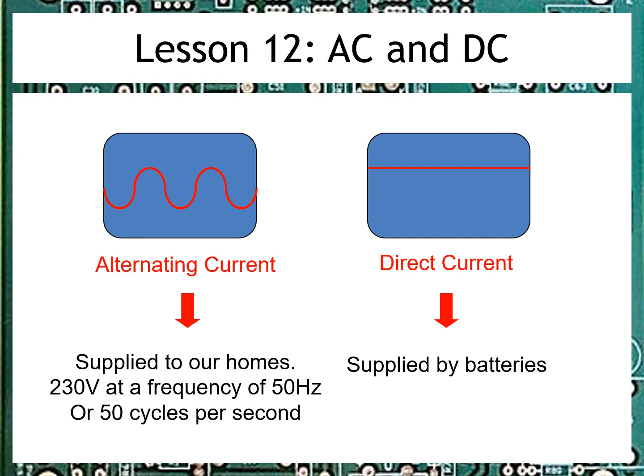The supply to our homes is 230 volts AC, and it has a frequency of 50 Hertz. And frequency means how many cycles or waves per second, which means that it's changing direction. We have 50 cycles per second.